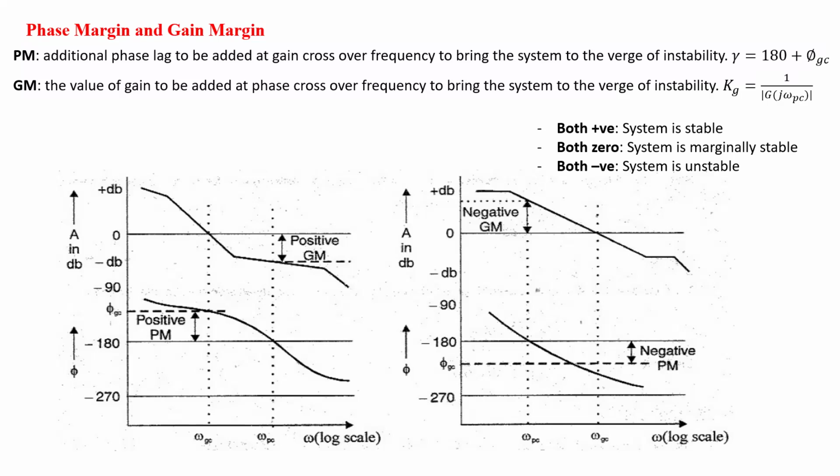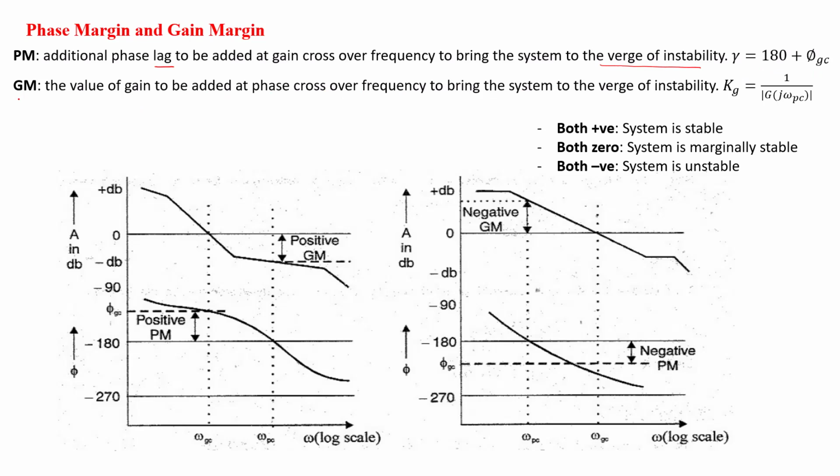So first we'll see what the phase margin is. The name itself says phase. It is the additional phase lag to be added at the particular gain crossover frequency to bring the system to the verge of instability. That is given as gamma equal to 180 plus phi at gain crossover. This calculation we'll see in more detail later.